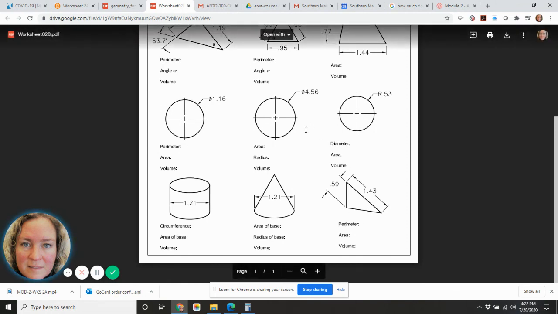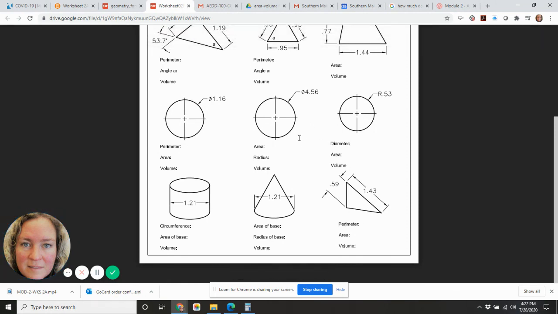So that's where I'll stop here. It gives you some guidance on these two worksheets. Complete those. You can do it by hand, and then you can scan them and upload them to the Brightspace, and we'll take a look at them and see how you did.